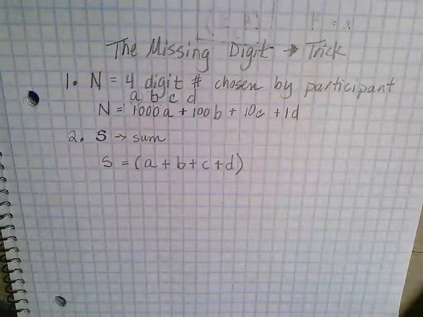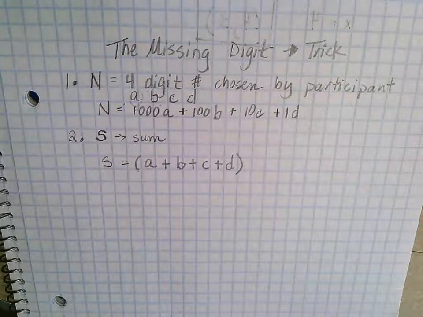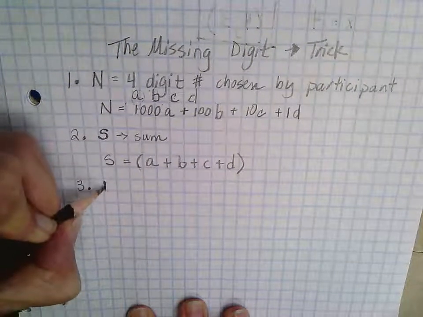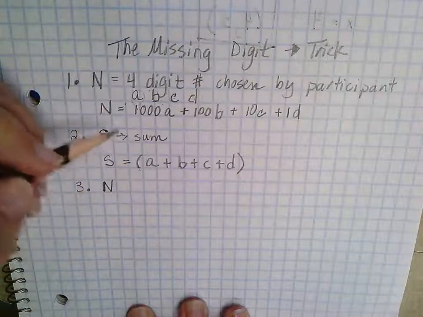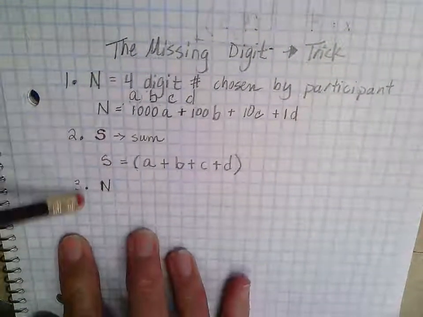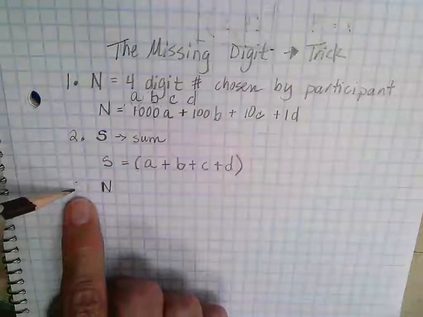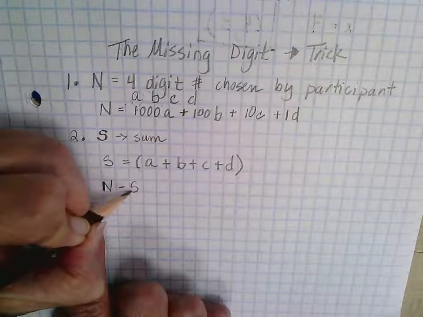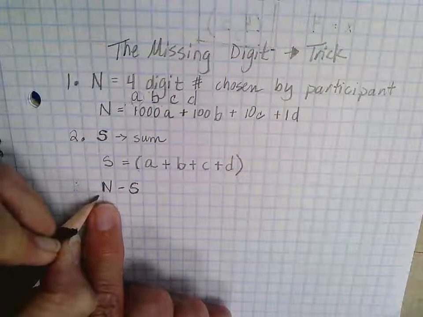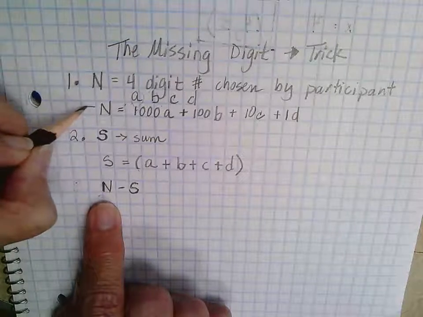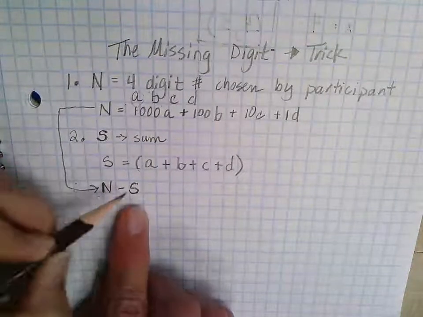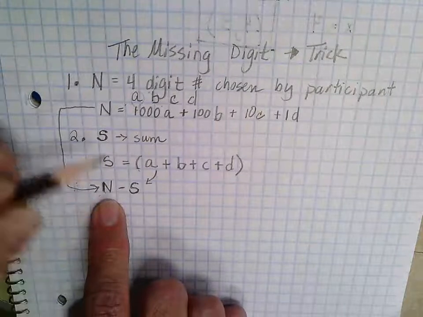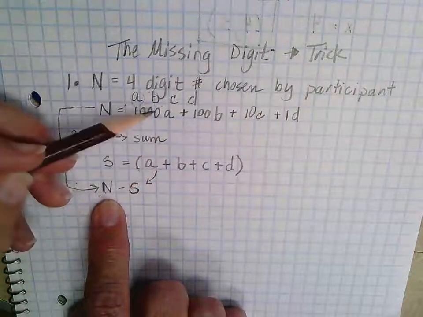Now, step three is I'm going to take my number that I had. This is part of the math of why it works, so maybe I should erase that. This isn't related to step three in the steps that you say to the person, but it is related to the math of why this works. So I'm going to take my four-digit representation of my number N, and take this value for S, and subtract this from this.